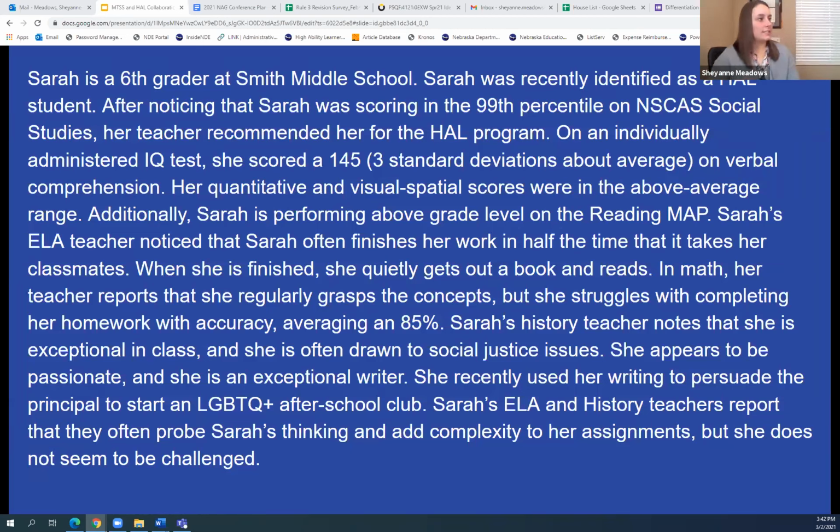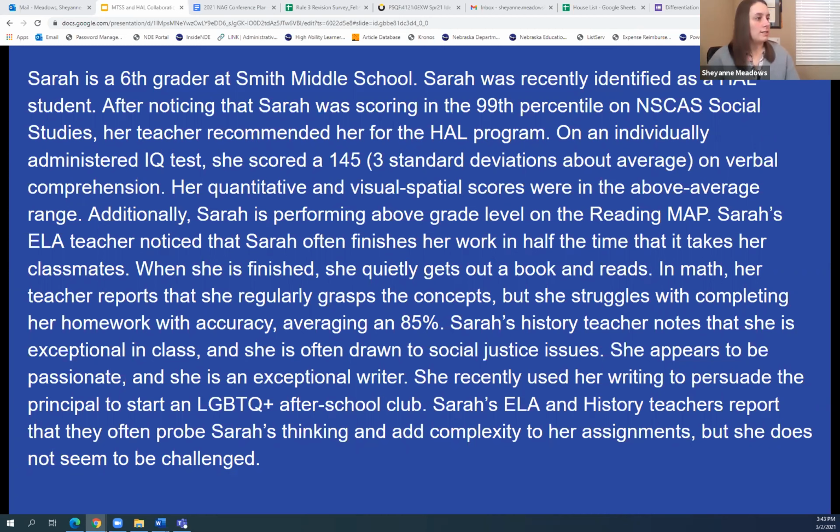So Sarah is a 6th grade student. She was recently identified as a HOW learner. After noticing that she was scoring in the 99th percentile on INSCAS social studies, her teacher recommended her for the HOW program. On an individually administered IQ test, she scored a 145, which is 3 standard deviations above the average on the bell curve, on verbal comprehension. Her quantitative and visual spatial scores were in the above average range. Additionally, she was performing above grade level on the reading map.